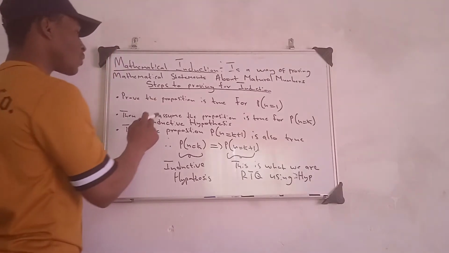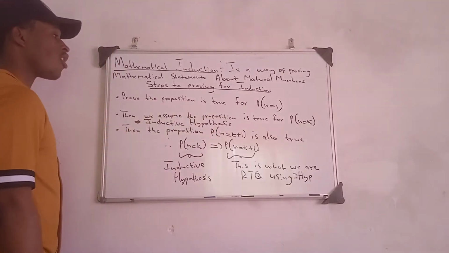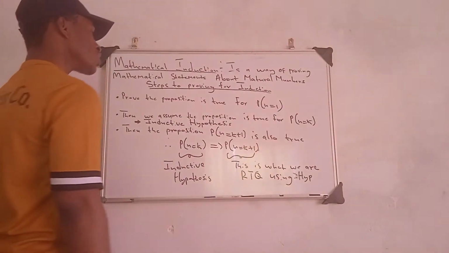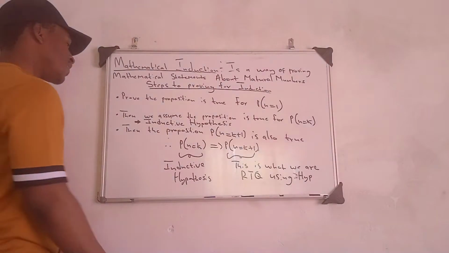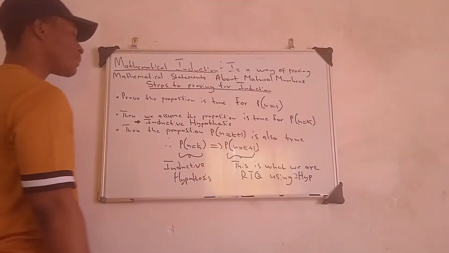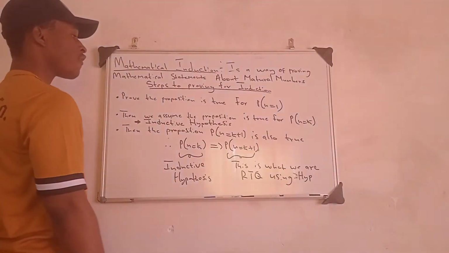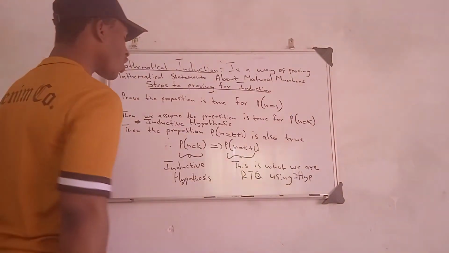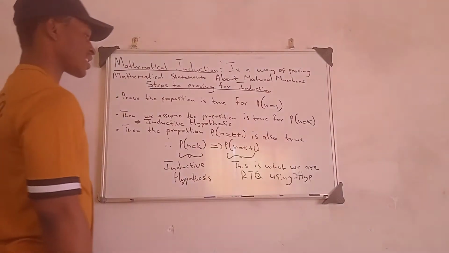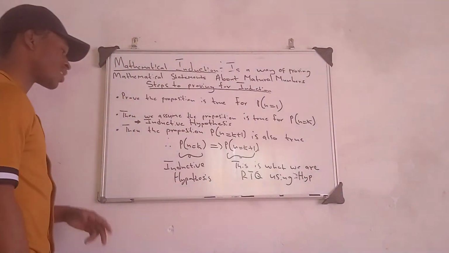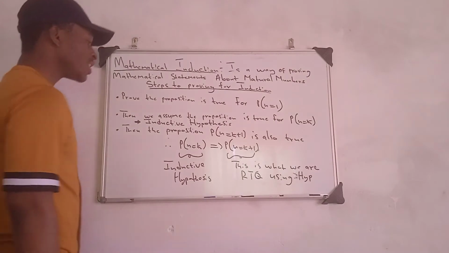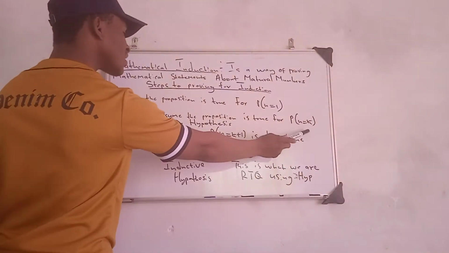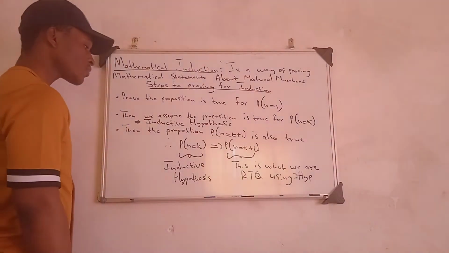So we say that the proposition P(n) is true for n equals 1. It is just an assumption. If this proposition is true, then we assume that the proposition is also true for n equals k. This is what we call the inductive hypothesis. Then the proposition P(n) for n equals k plus 1 is also true if this hypothesis is true.